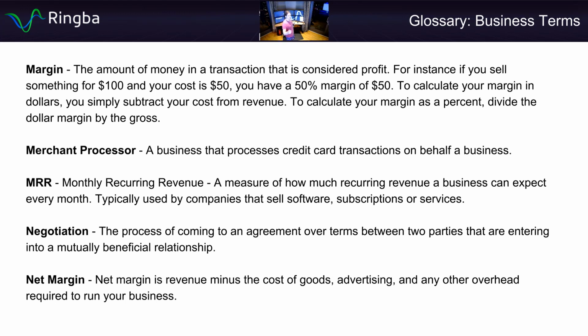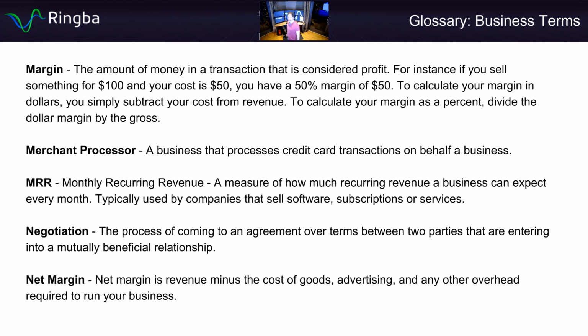MRR, this is your monthly recurring revenue if you sell a product or service that has a monthly fee. So it's a measure of how much recurring revenue a business can expect every single month, typically used by companies that sell software, subscriptions, or services, like insurance companies or Ringba, for instance. Anyone that charges things on a monthly basis, you can use MRR to calculate it. And it's important to understand what your monthly recurring revenue is so that you have an idea of how your business is functioning, if that is something you sell.